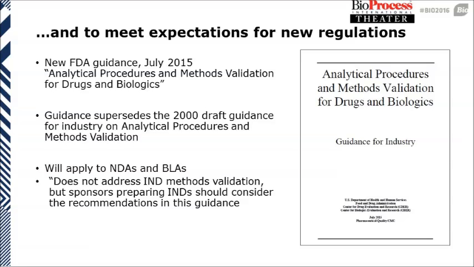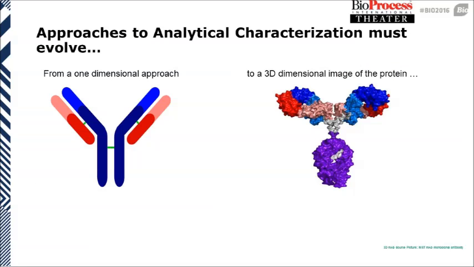We need to understand the orthogonal nature of those assays. So that means that our approaches to analytical characterization must evolve. We need to go from a one-dimensional picture of our molecule to really a three-dimensional image of the protein. So while we may be looking at things like size exclusion chromatography, it's not a matter of just separating aggregates. Do we know what the size of those aggregates are?